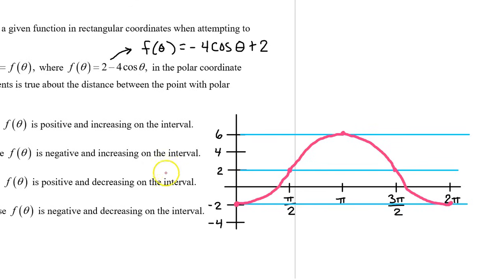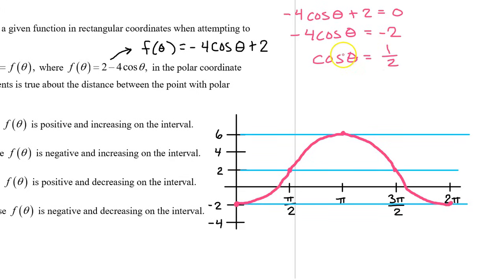To determine the intervals where f is positive and negative, we need to know the x-intercepts. So let's set f of theta equal to 0 and solve. Subtracting 2 from both sides gives negative 4 cosine theta is equal to negative 2. Dividing both sides by negative 4 gives cosine theta is equal to positive 1/2.